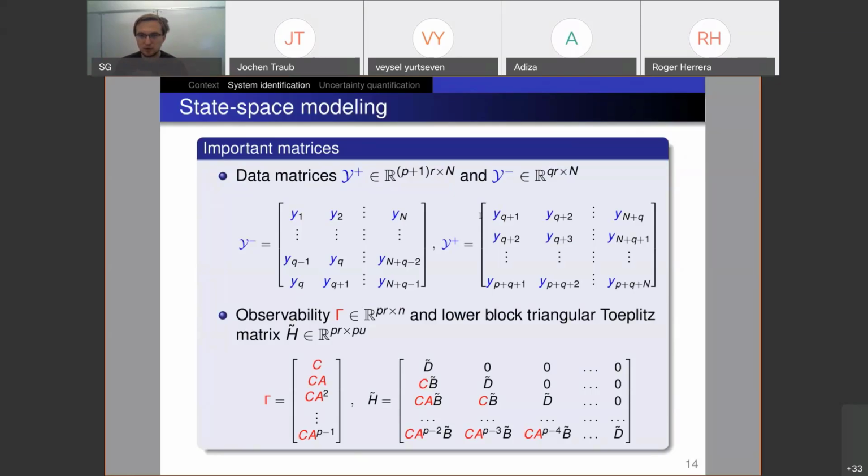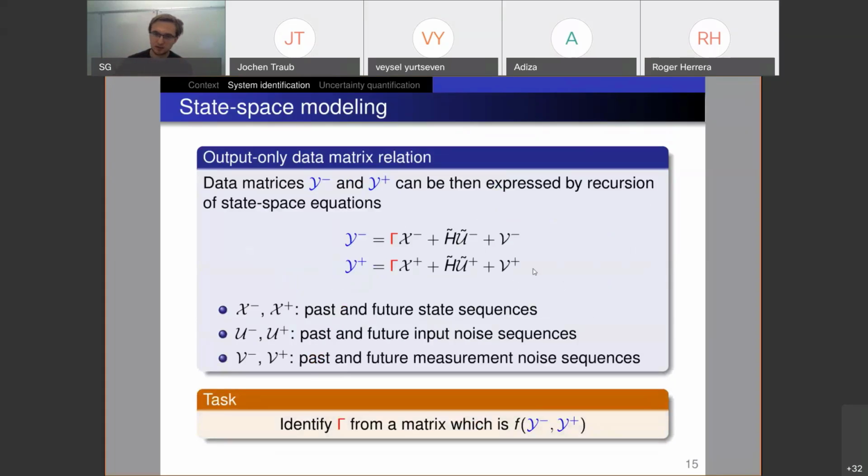Now the task would be to formalize the relation between the data matrices that we know and the properties that we would like to identify. And this relation is very simple. It is just matrix manipulation. So here we see that our data matrices yield a superposition of the observability matrix and the state sequences, the lower block triangular matrix H tilde, and then the data matrix of U tilde, and the data matrix of the measurement noise.